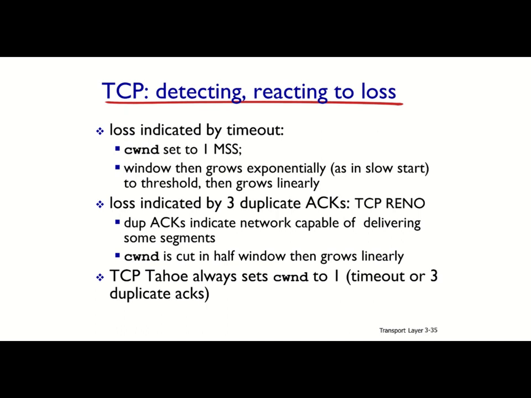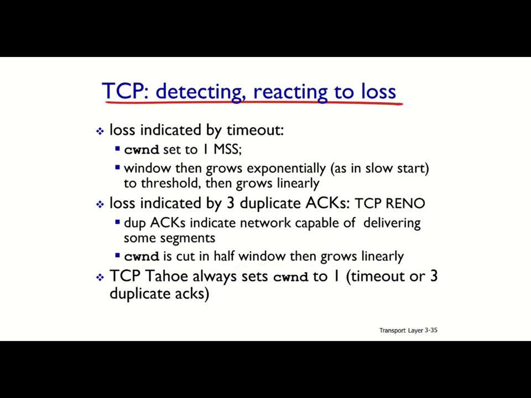Why? Because the network is still capable of delivering some segments, although the segments are acknowledgements. So we don't need to set CWND to 1, because the network congestion is not that severe. So we basically cut the CWND in half, and then we grow it linearly again.